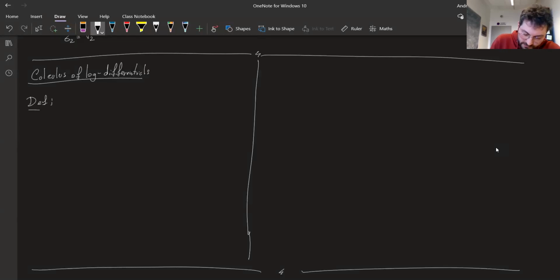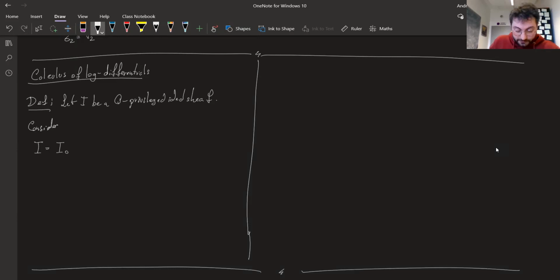So in the same way as we did before, let I be a Q-privileged ideal sheaf. We consider a chain of ideals where we start by the ideal itself.